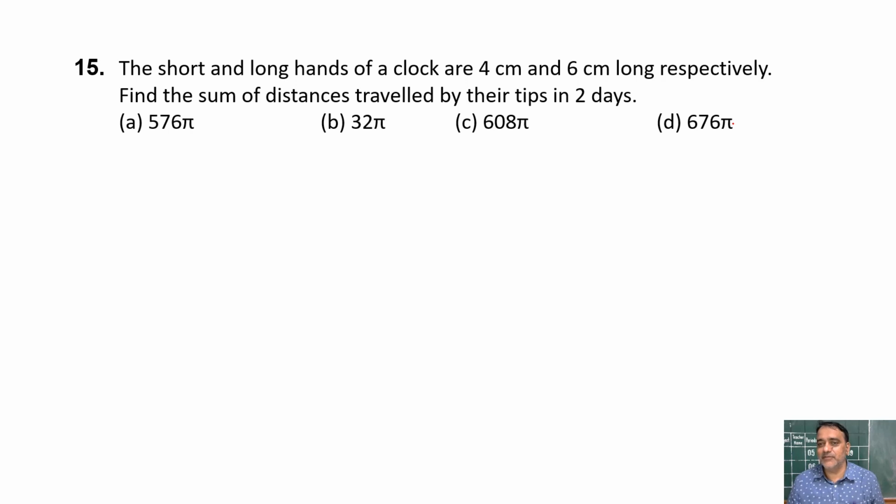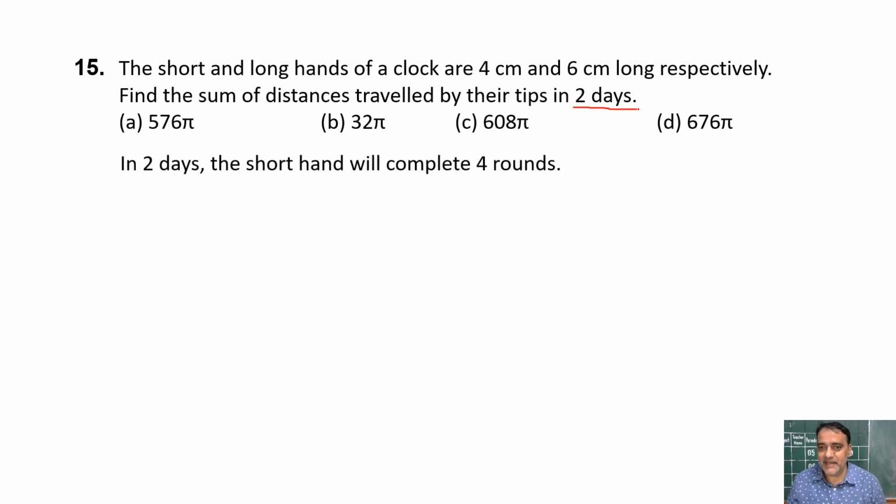2 राउंड्स है ना, 24 आवर्स. 12 आवर्स में एक राउंड, फिर another 12 hours another round. So in 2 days how many rounds? 4 rounds. ये समझ में आ रहा है कि नहीं?